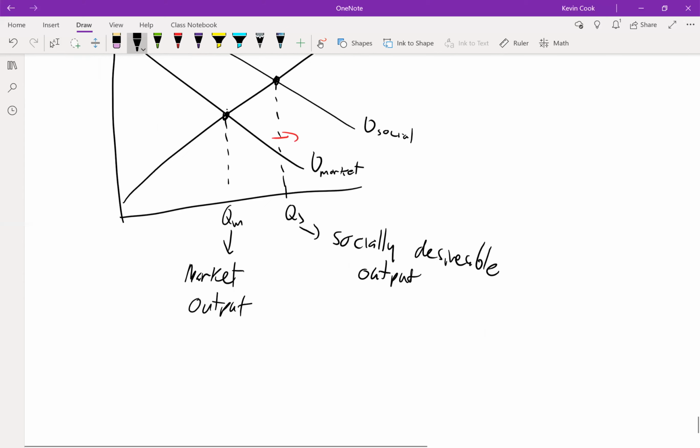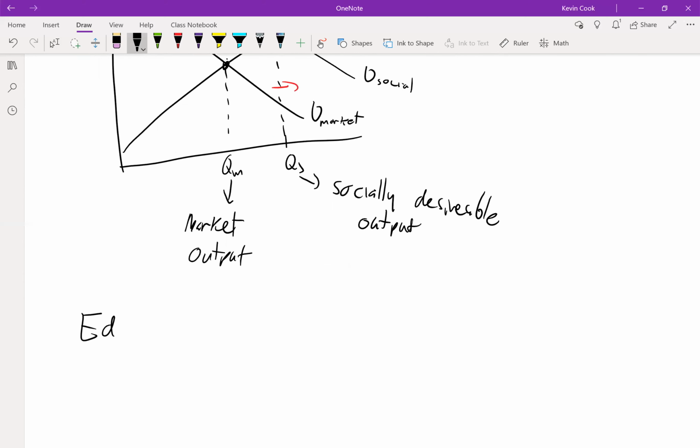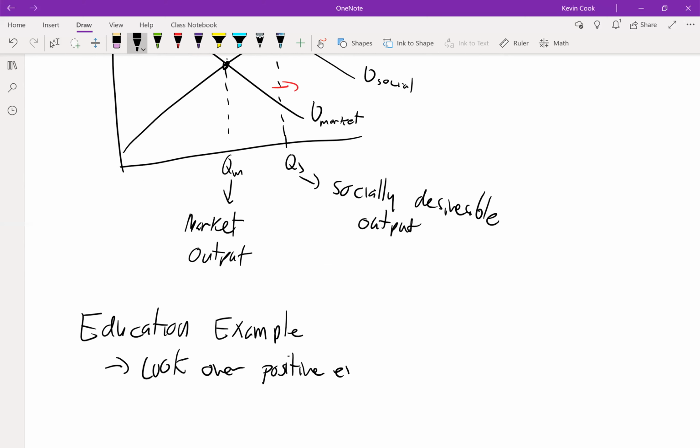With positive externalities, the first we did was an example on education. What I'm going to encourage you to do is look over the positive externalities of education. Even when you go in to start the exam, if you have them handy, you'll be fine too. But you want to know those. You want to be comfortable with those externalities, and that should work well for you.